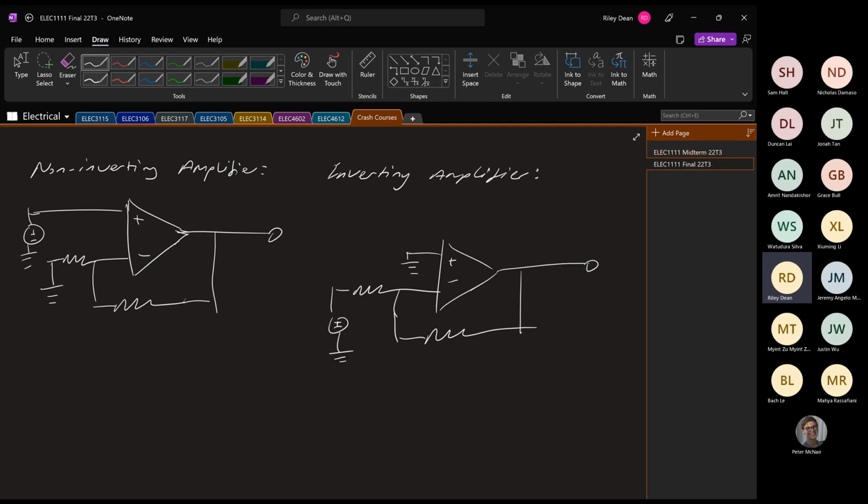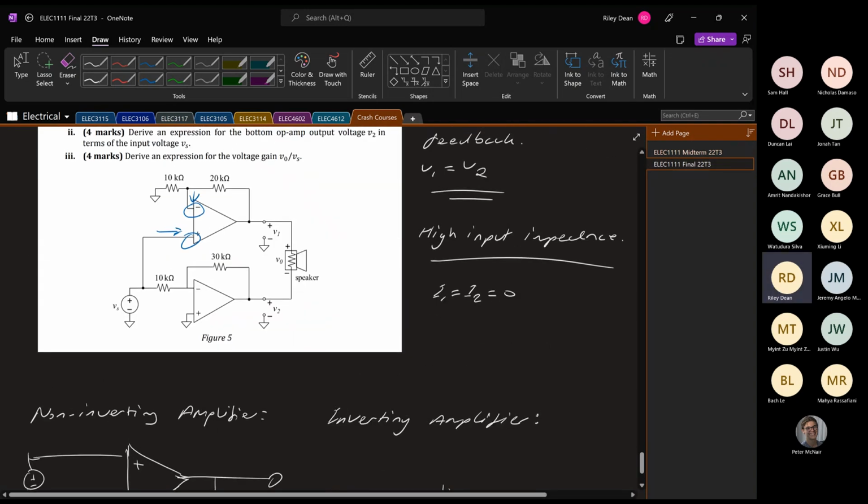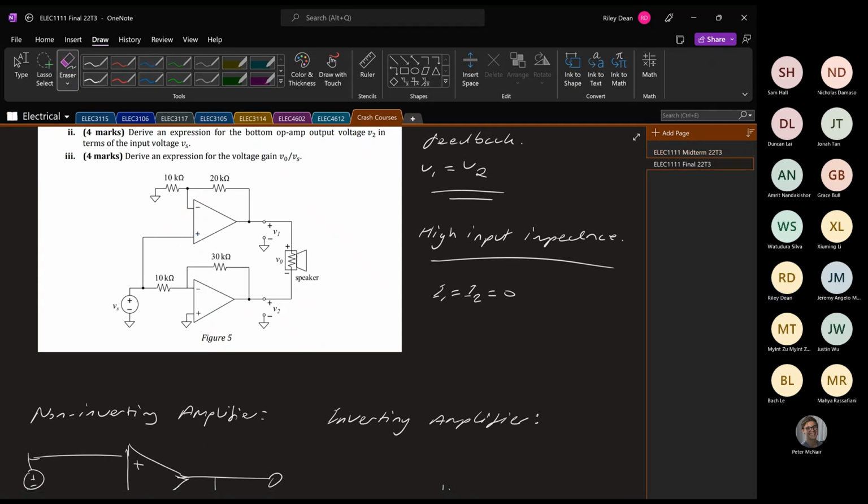Now, what we're going to do is, for this question, first, let's identify what topology of an op-amp we have. So could anyone answer to me as to what they think these op-amps are? Are they inverting, non-inverting? Are they something else? And then we can go forward with the calculation.